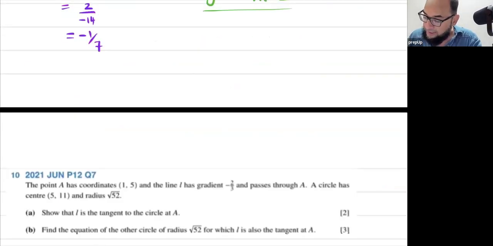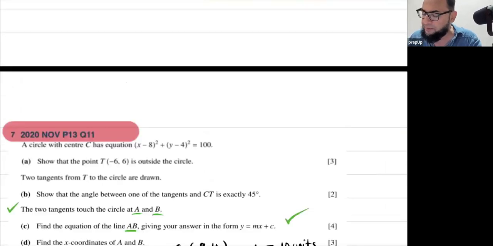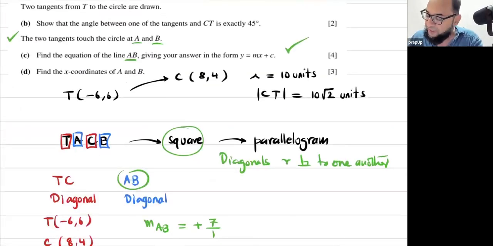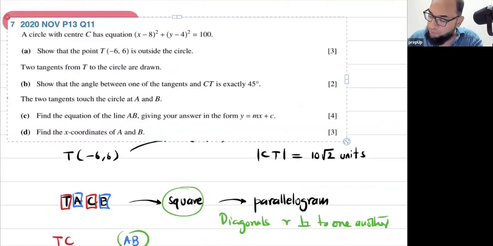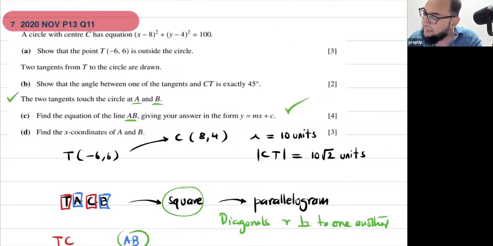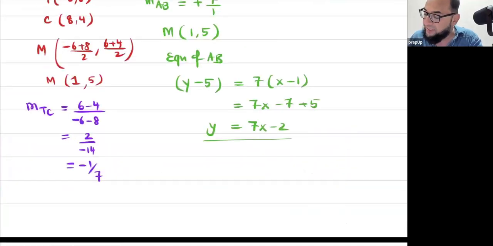Let's double check. That is y equals 7x minus 2. Yes, the concept was a bit tricky, no doubt about that. That's why it was worth 4 marks. And the next one should be simple. Find the x coordinates of A and B. That should be a simultaneous equation. Again, I need to copy it. Every single part requires a lot of space with all the explanation in the background. So y equals 7x minus 2.